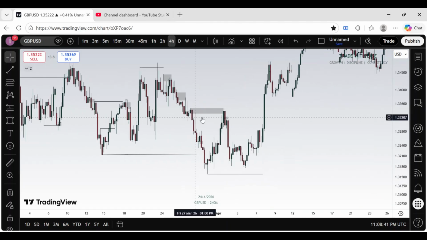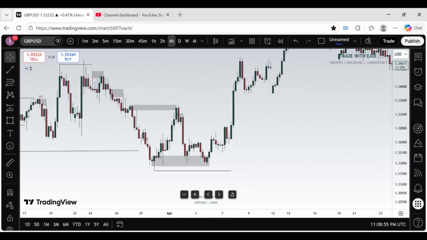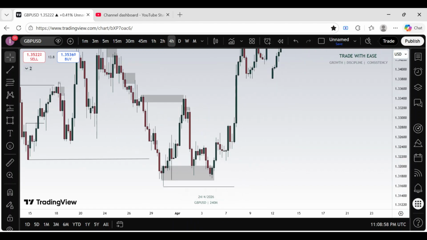So price already reacted from here and got to this place, which actually served as a protected low. This low could not be taken. That low could not be taken, right? So we highlight that low out.